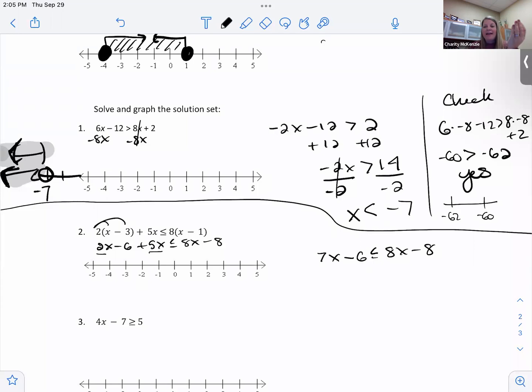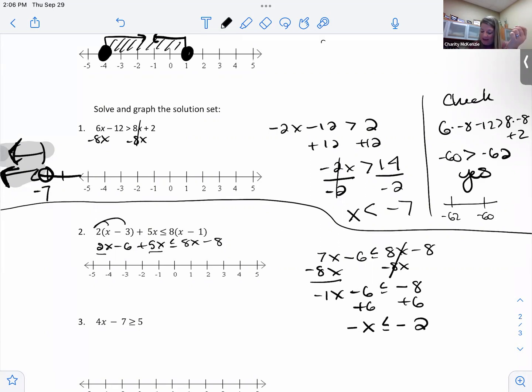And I like to, again, move my x's to the left. So I'm going to minus 8x, minus 8x. That's going to give me a negative 1x, or negative x, minus 6 is less than or equal to negative 8. Okay, so then opposite operation, add that 6, add that 6. And I have negative 1x, or negative x, is less than or equal to negative 2.